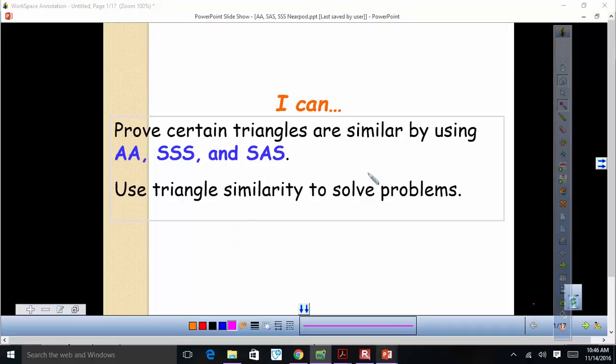So the ones that we're going to talk about today, for proving similar, are AA, angle, angle, SSS, which is side, side, side, and then side, angle, side. Those are the only 3 that work for similarity, okay?